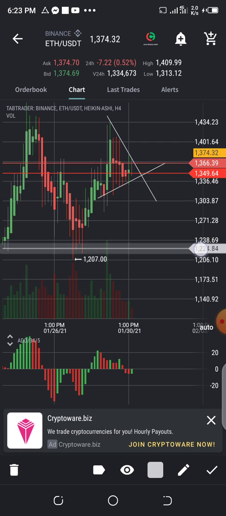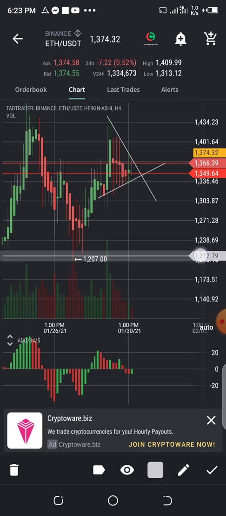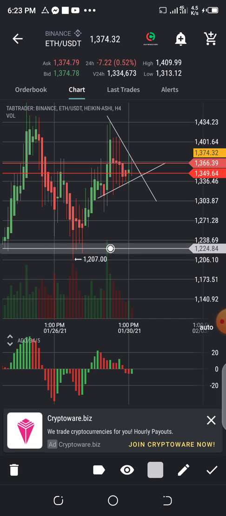If I do it this way, it's still right, but I want it to touch this one here too. So that's why I moved it up. But if I decide to do it like this, it will still touch at least 3 here. Can you see that? At least it will touch three good lines here.